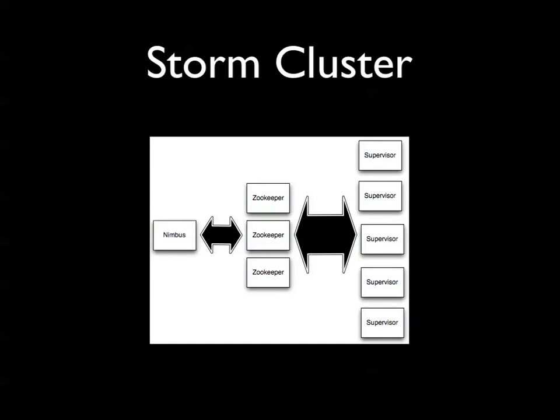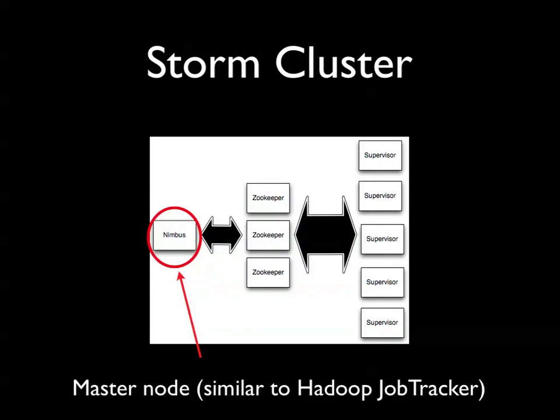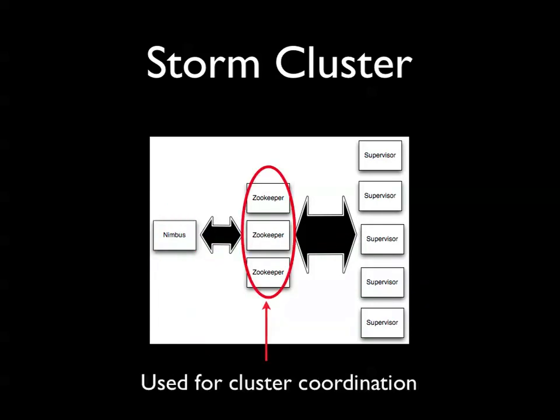So a Storm cluster looks like this. There's 3 sets of nodes in a Storm cluster. The first is called Nimbus. It's the master node, and it plays a role similar to the Hadoop job tracker. So Nimbus is where you upload your computations for execution. Nimbus will distribute your code across the cluster, and then launch workers across the cluster to execute your computation. And then Nimbus will go ahead and monitor your computation and restart any workers and move them around if anything goes wrong.